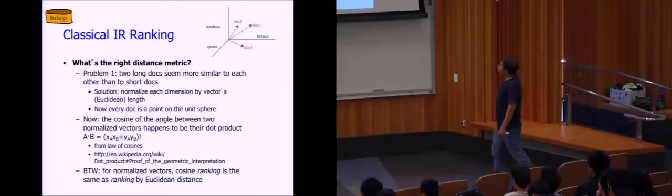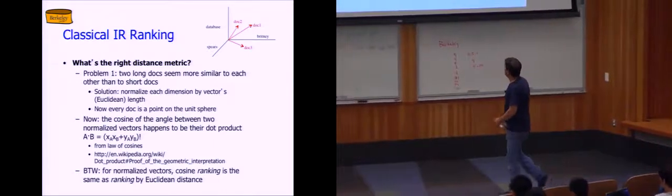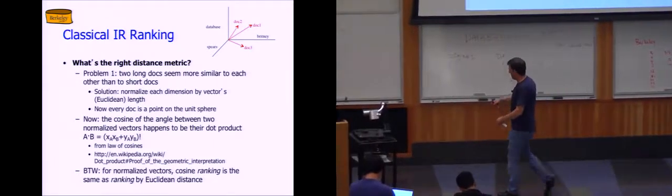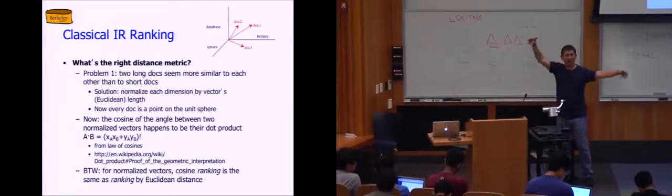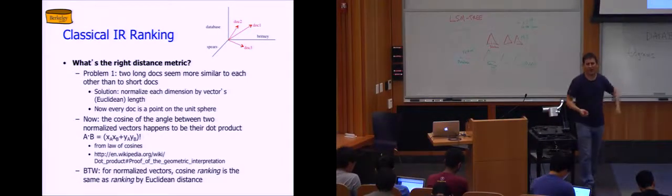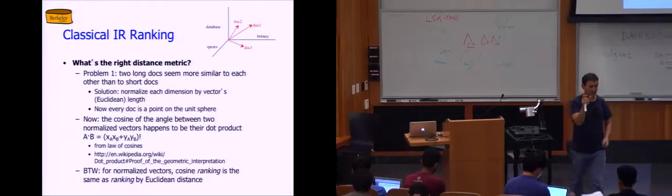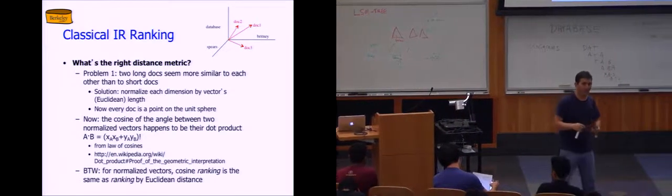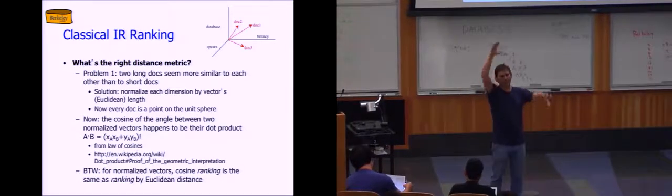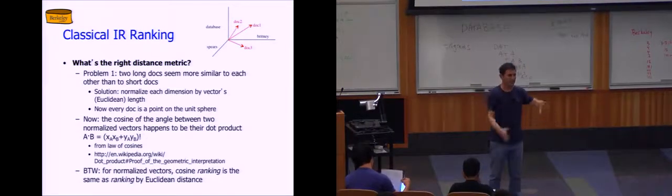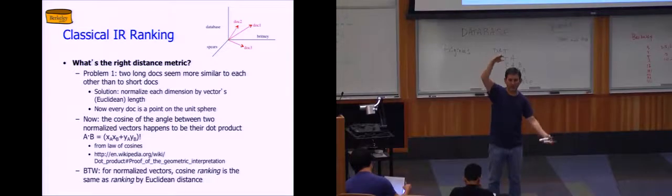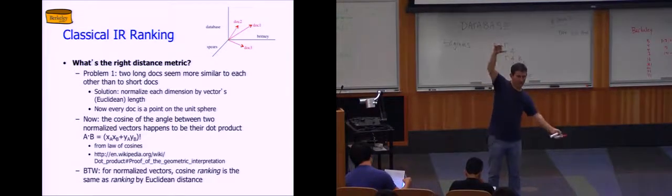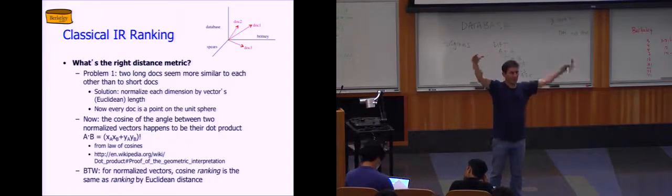Okay, so the solution is we're going to normalize each dimension by the vector's Euclidean length. So you get one of these vectors, figure out how long it is from the origin, divide by that length, so that every dimension's contribution has been divided by the length of the document. And if you do that, every document's now a point on the unit sphere, because we've normalized everything to the same length. So everything is the same distance away from the origin, and it's just points on a sphere.